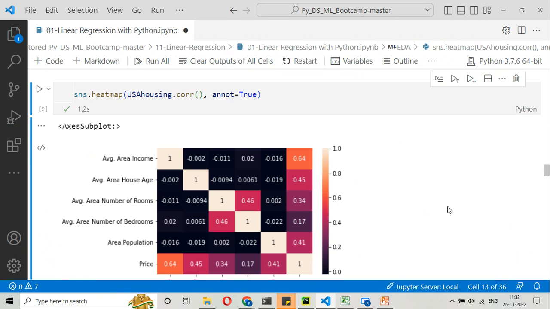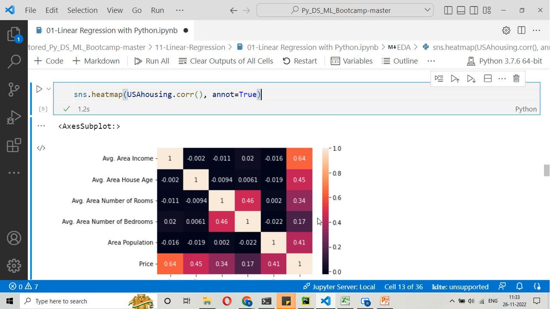Based on these values, you can see the last column is also price. You can see here 0.64, so obviously 64%. This is very much correlated with average income, 45%. I think average number of rooms is very less correlated, but the area of population is kind of 40% correlated. Based on these values, we can say price is somewhat correlated to all this data except the number of bedrooms. That's all.